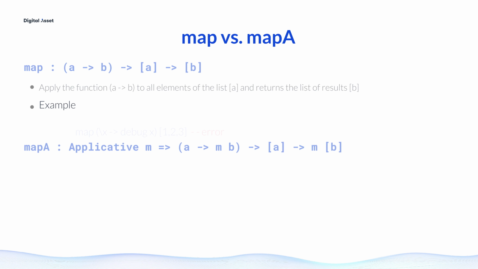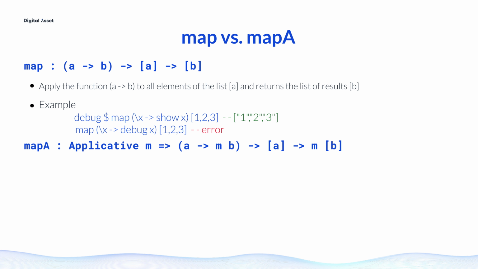To address this, you can use the map_a function instead of map. Map_a also takes a function and a list as arguments. The key difference is that map_a performs an action on each element of the input list, then it converts the list of actions to return a single action containing a list of results.